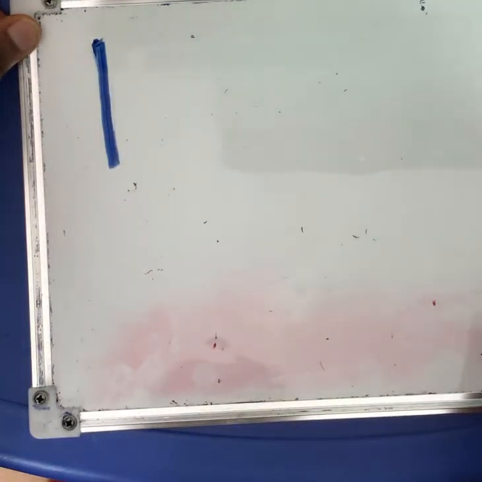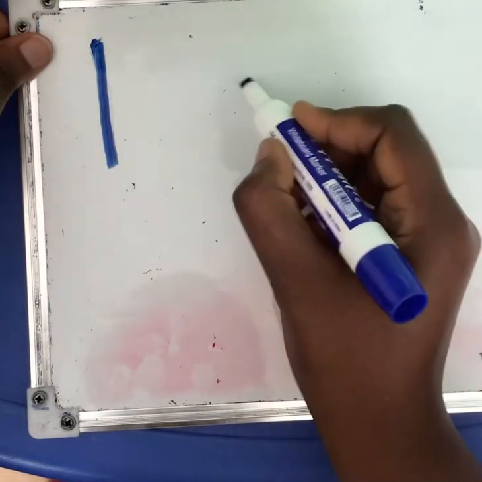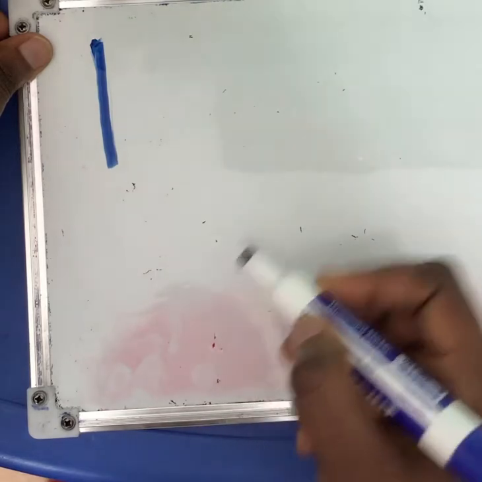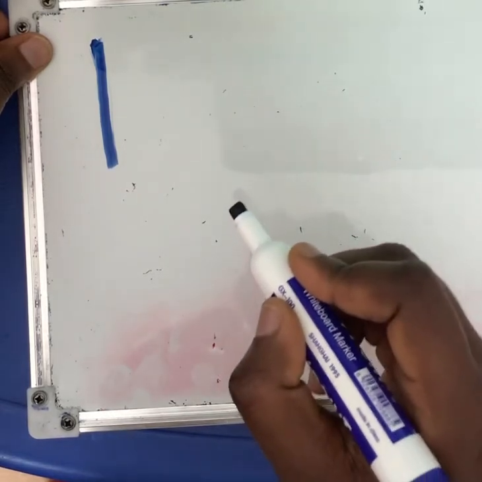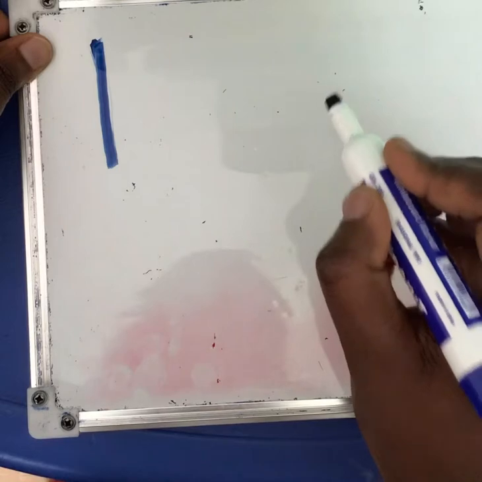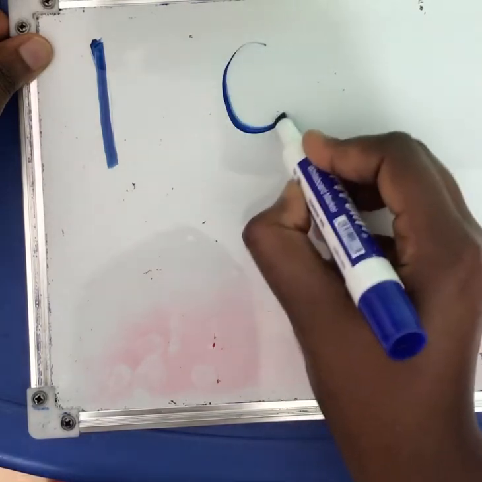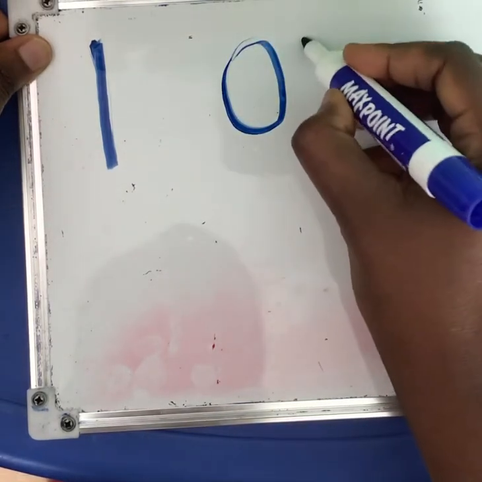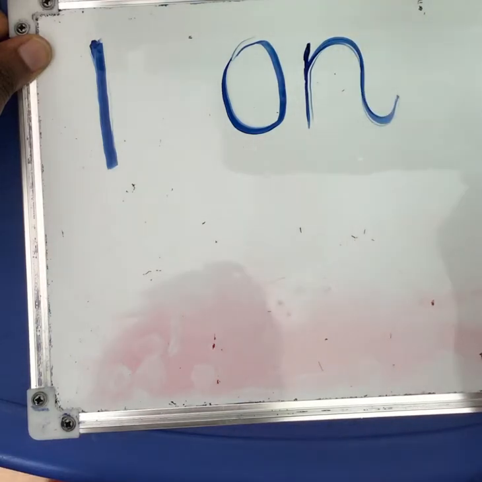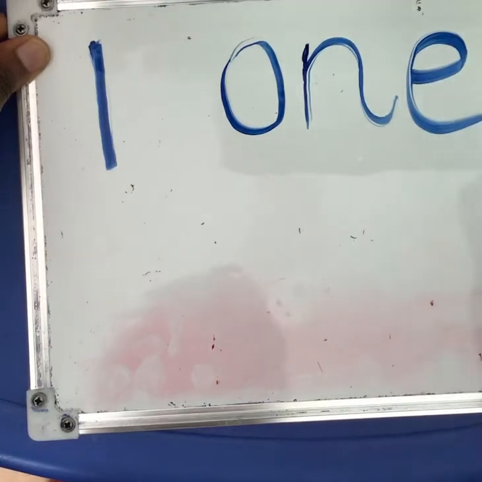Let's write the number 1. Can you remember how to write 1? We said to write the number name 1, we need to use the letters. And this is how it goes. O, N, E, 1.